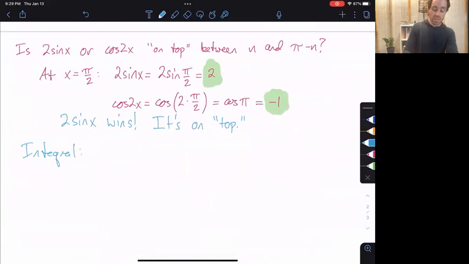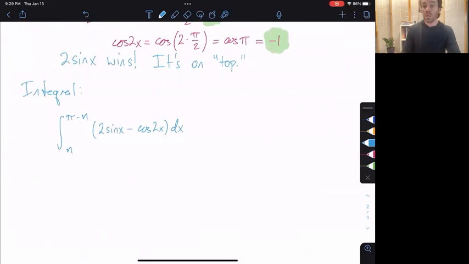The integral will be this. Integral from n to pi minus n. Don't worry, again, we're going to be putting in n as it actually is, of 2 sine x minus cosine of 2x. Now, I'm going to go through this kind of fast because I'm assuming you know how this works.